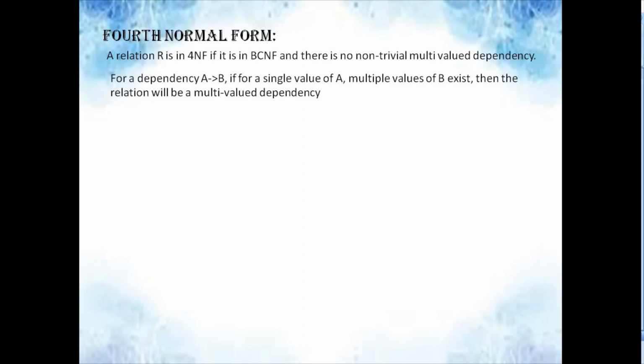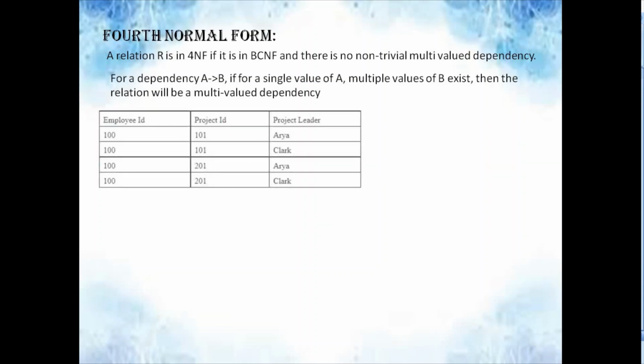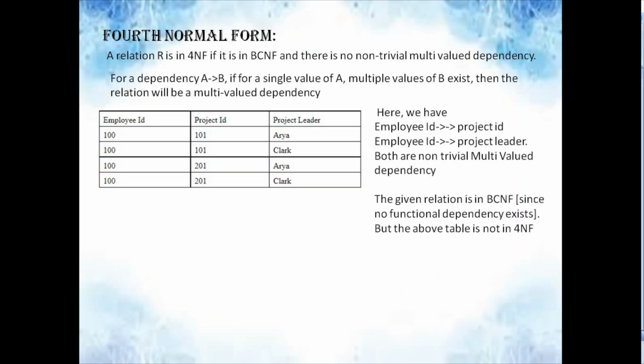Let's consider an example. In this table we have employee ID, project ID, project leader. Here in the data, employee ID to project ID and employee ID to project leader are both non-trivial multi-valued dependencies. The given relation is in BCNF, since no functional dependency exists. But the above table is not in 4NF. To satisfy 4NF, we need to decompose the table in 2 steps.